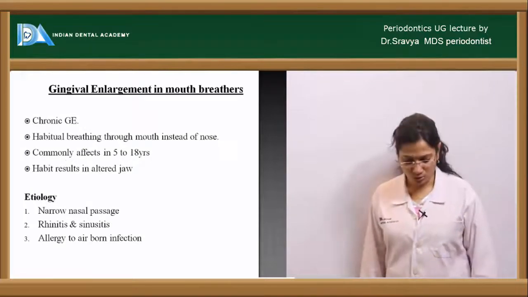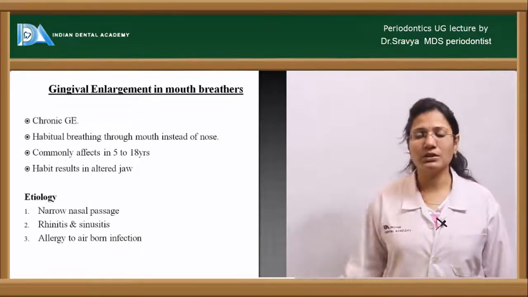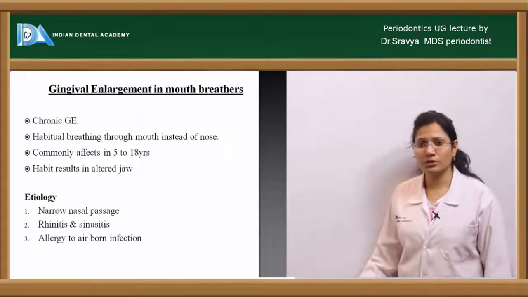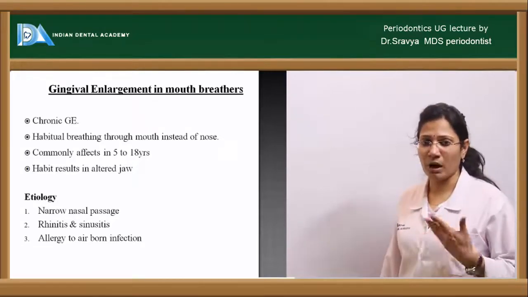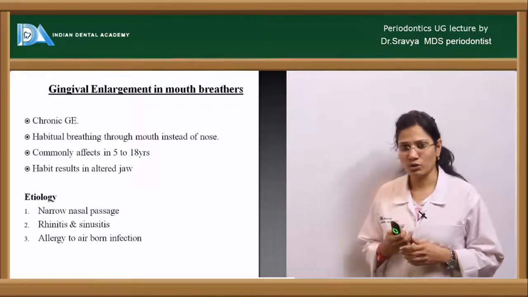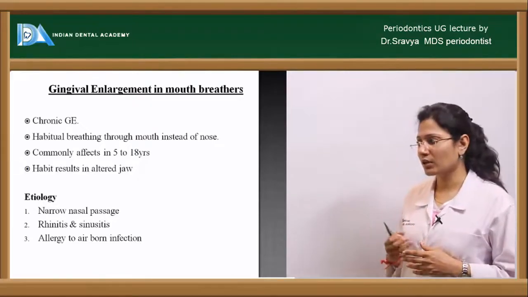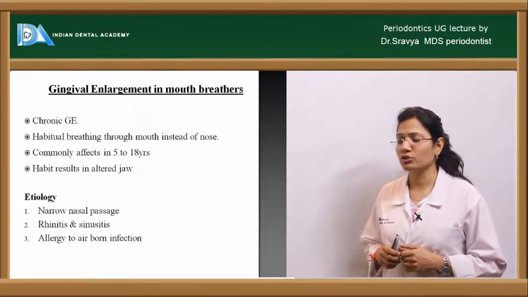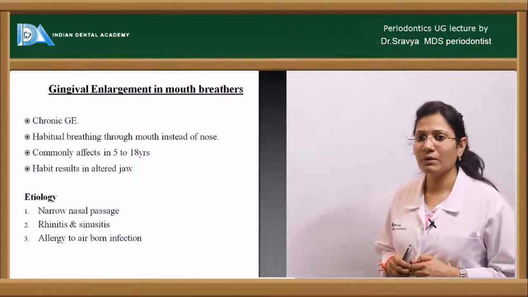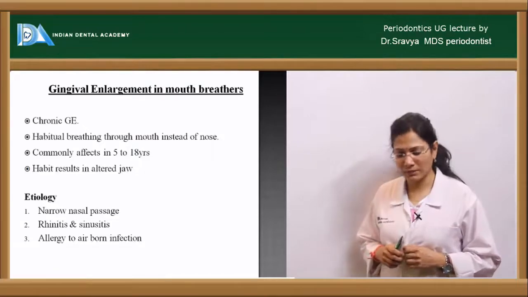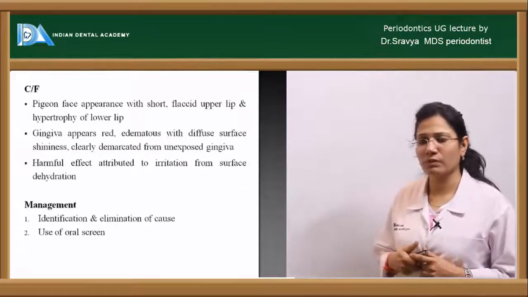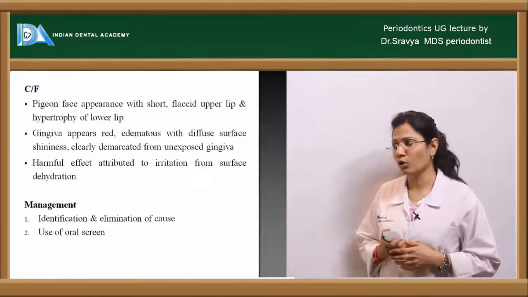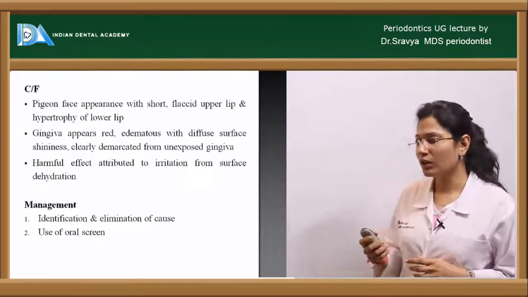Coming to the gingival enlargement in mouth breathers, again this is a form of chronic gingival enlargement. This is because of the habitual breathing through the mouth instead of the nose, and it's most commonly seen in younger individuals, about 5 to 18 years of age, and the habit results from an altered jaw. These patients most of the time have typical clinical features of a pigeon face appearance, with a short upper lip and a thick lower lip or hypertrophy of the lower lip.